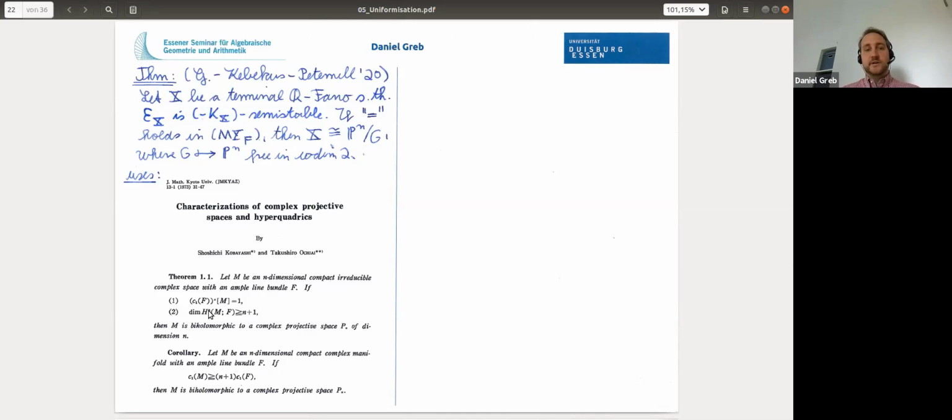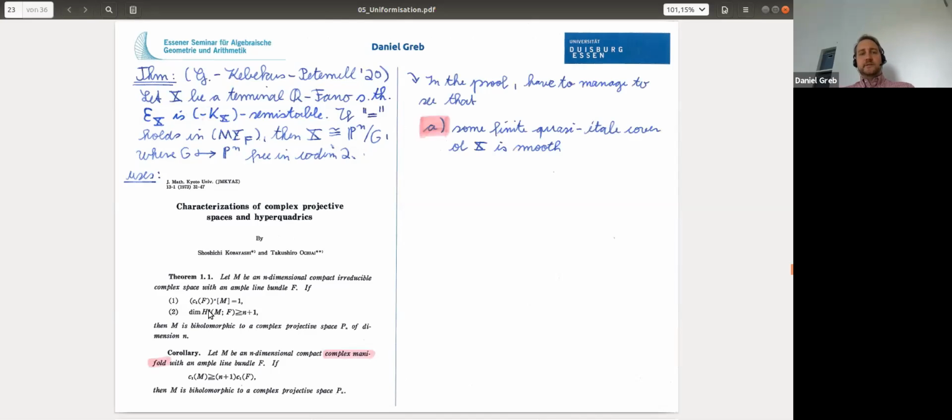And this has the following corollary: if you have an n-dimensional compact complex manifold M, it has to be Fano, because you assume that c1(M) is equal to n+1 times c1(F), where F is an ample bundle. So c1(M), which is c1 of minus K_M, is ample. Then M is actually biholomorphic to complex projective space. So this means that if the anti-canonical is divisible by n+1 in the Picard group, then you're already projective space. Okay, we're going to use this very classical result.